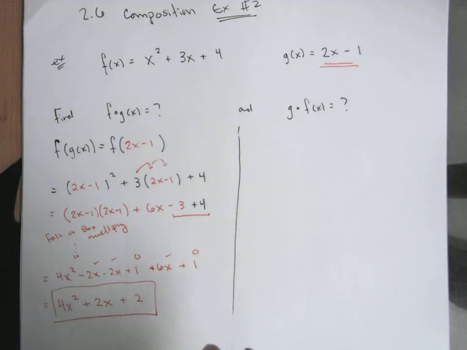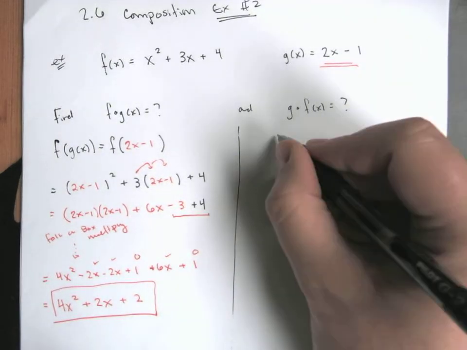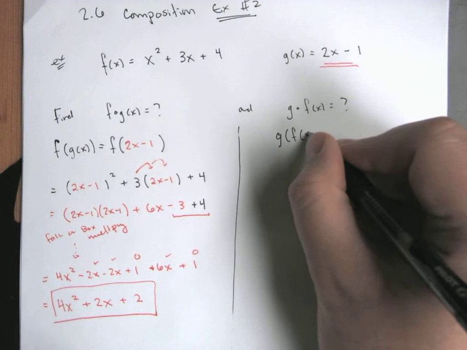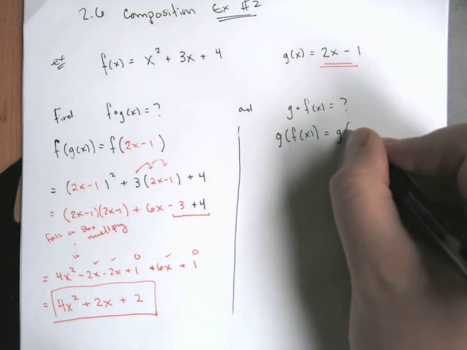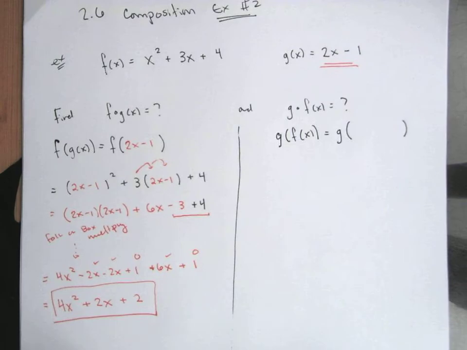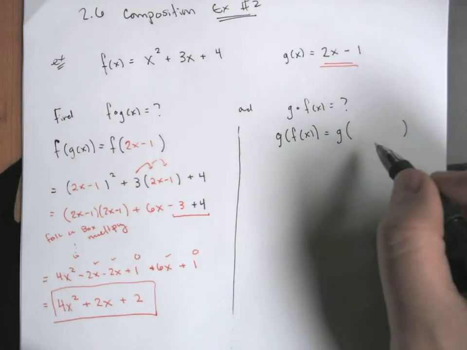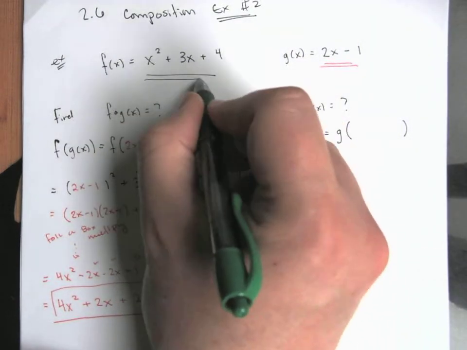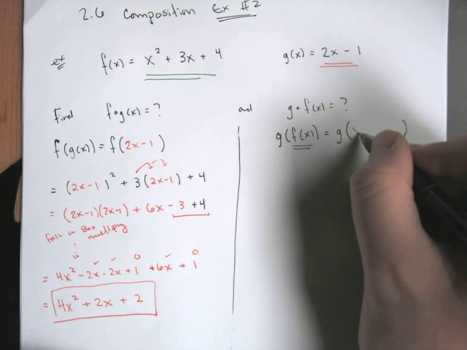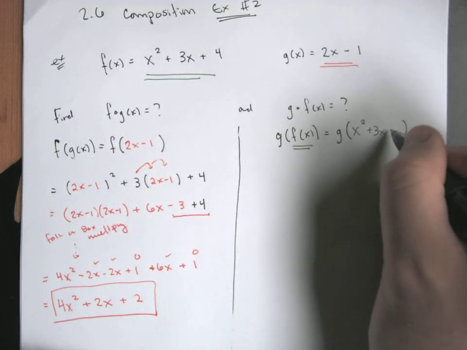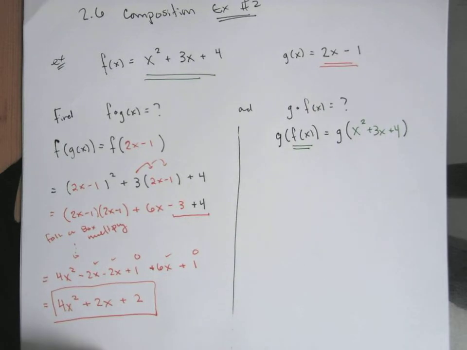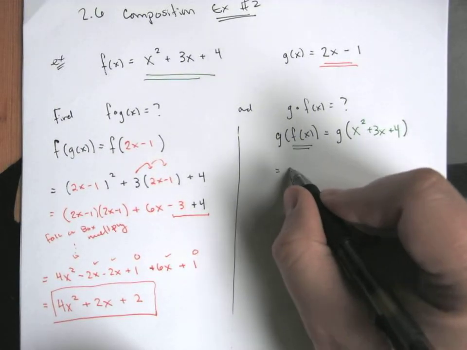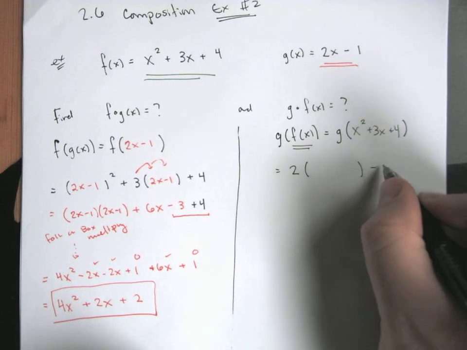If we flip the roles around, g of f of x, g is on the outside, f is on the inside. So what happens here is my g function is a simpler function. This 2x minus 1 is an mx plus b type form. And then f of x is longer, and that's going to be my input. So this is x squared plus 3x plus 4 going into 2 times the quantity minus 1. So the form is going to be 2 times whatever's in our parentheses with a minus 1 on the end.